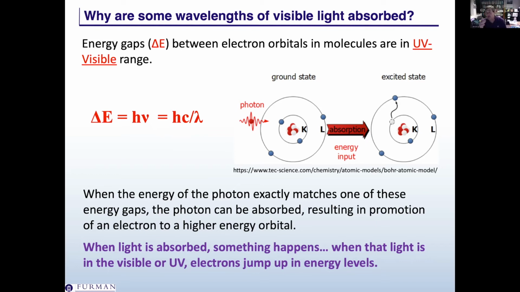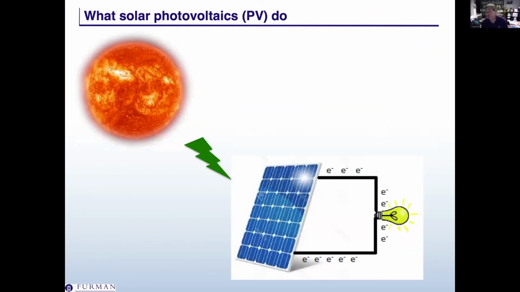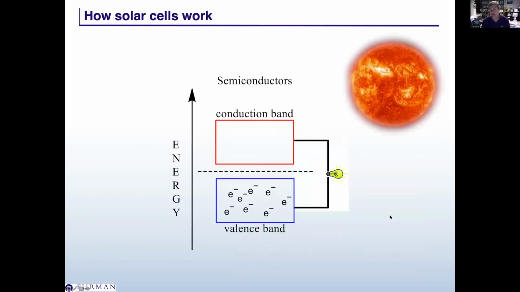Our job as chemists is to try to figure out, after they're promoted, instead of just letting them drop back down, let's do some work with those electrons. It sure sounds a lot like electricity to me, shoving an electron to higher energy. And that's what solar photovoltaics do. You have a panel that absorbs sunlight. And when it does that, it somehow sends electrons through an external circuit, and we do work with that. And here's how that works.